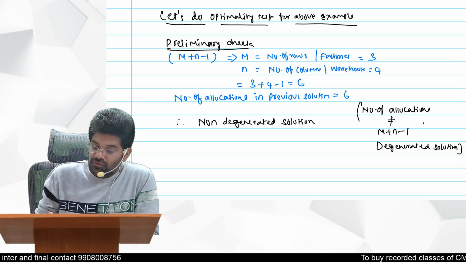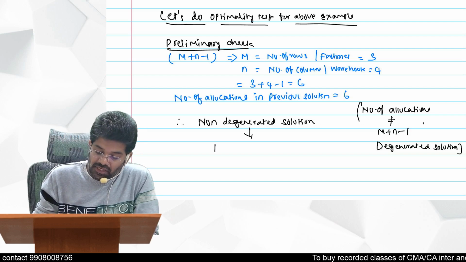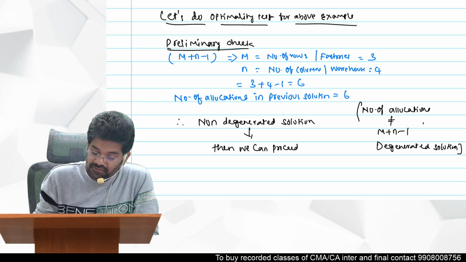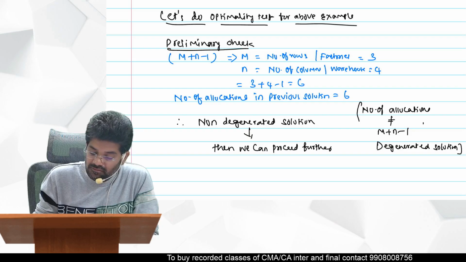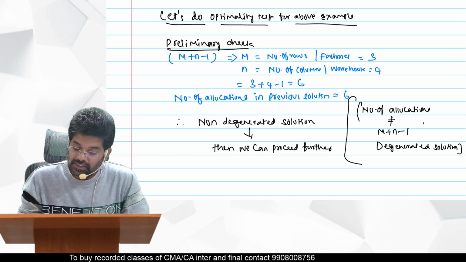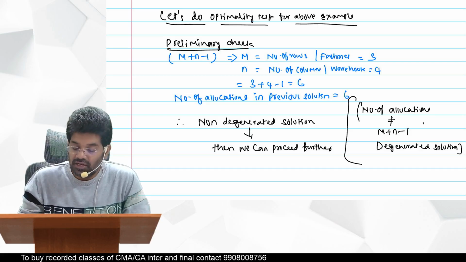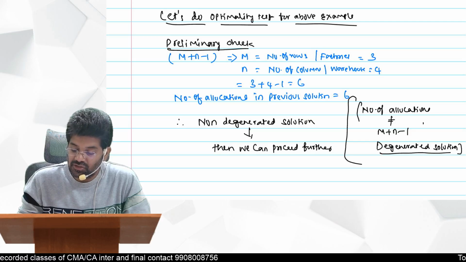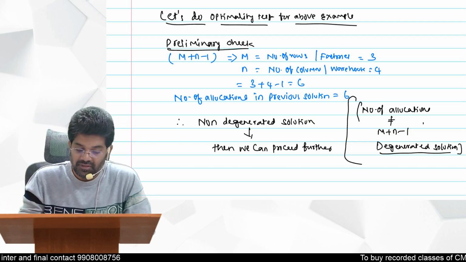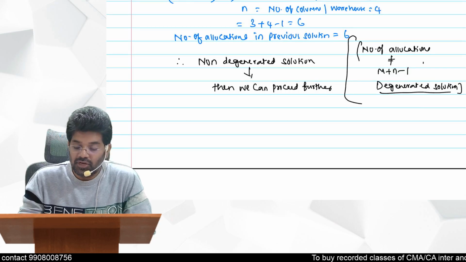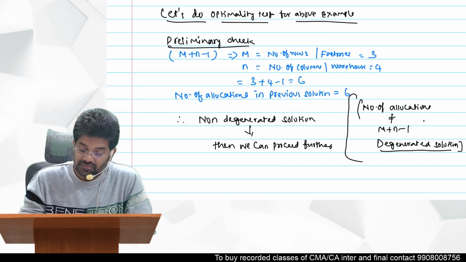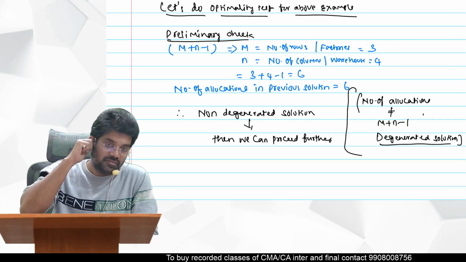So if you get a non-degenerated solution, then we can proceed further. That is the indication. If you satisfy this condition, then we can proceed further. But what if m plus n minus 1 is not equal to the number of allocations? We call that a degenerated solution. So what we need to do for that, later on I will tell you. Later on we are going to cover that.